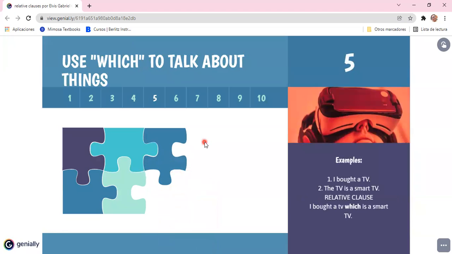You can use which also to talk about things. In the example, I bought a TV and the TV is a smart TV. We can connect the two sentences using which. And we have I bought a TV which is smart TV.